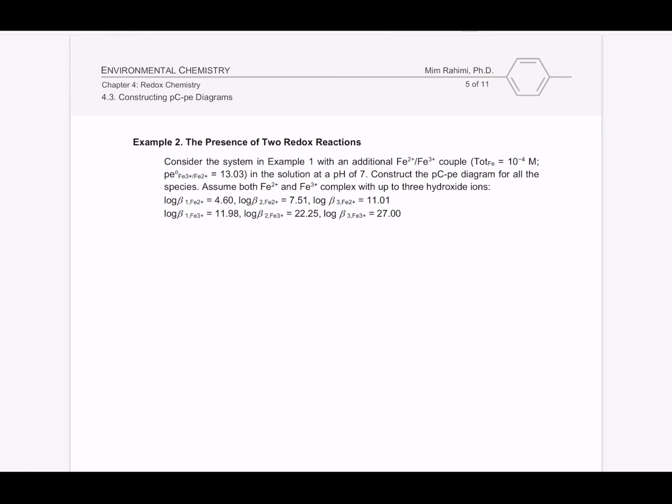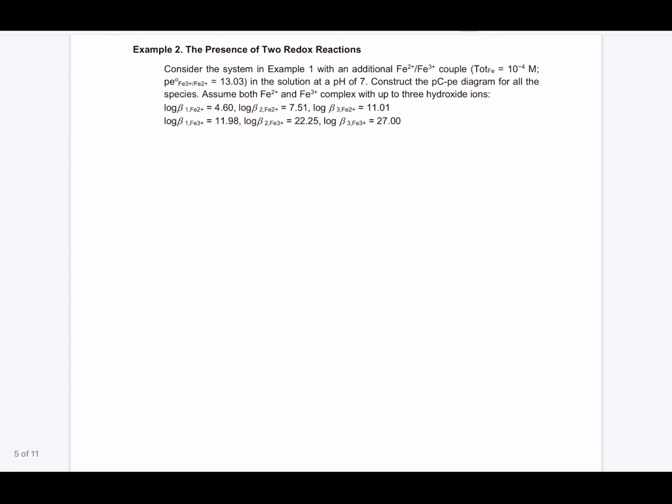At the same time, we have also Fe2 plus and Fe3 plus in the system as well. But Fe2 plus and Fe3 plus could complex with hydroxide, and we're going to solve this for a fixed pH of 7. Fe2 plus could complex with hydroxide up to 3 molecules, and the same thing for Fe3 plus. And still no precipitation, so this is a closed system.